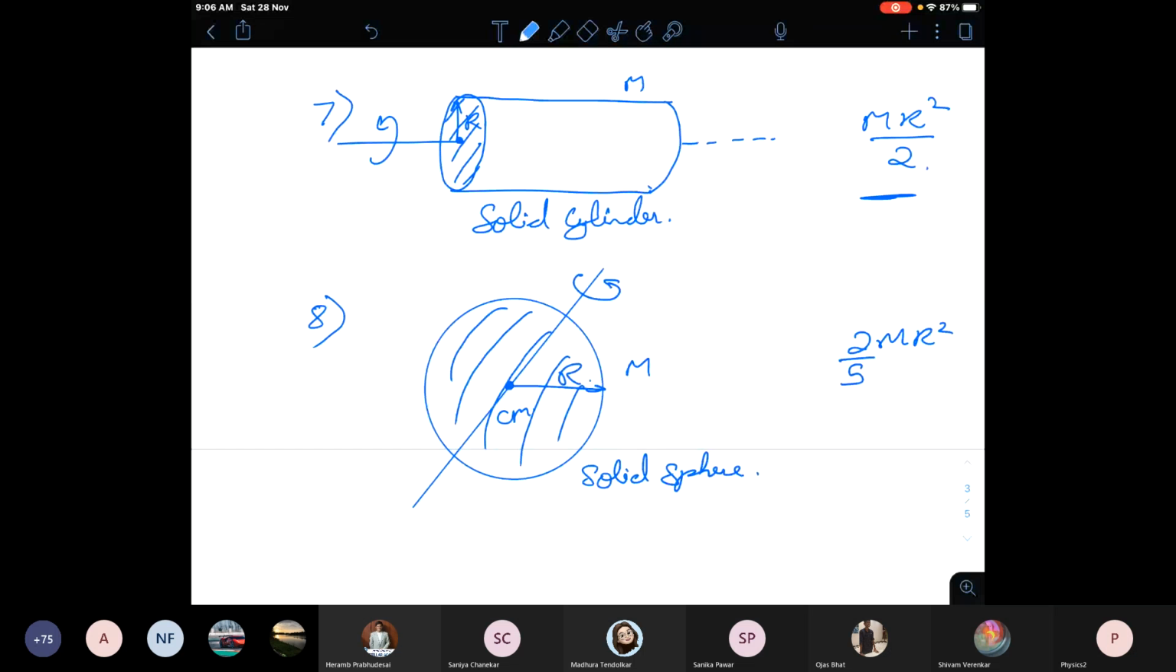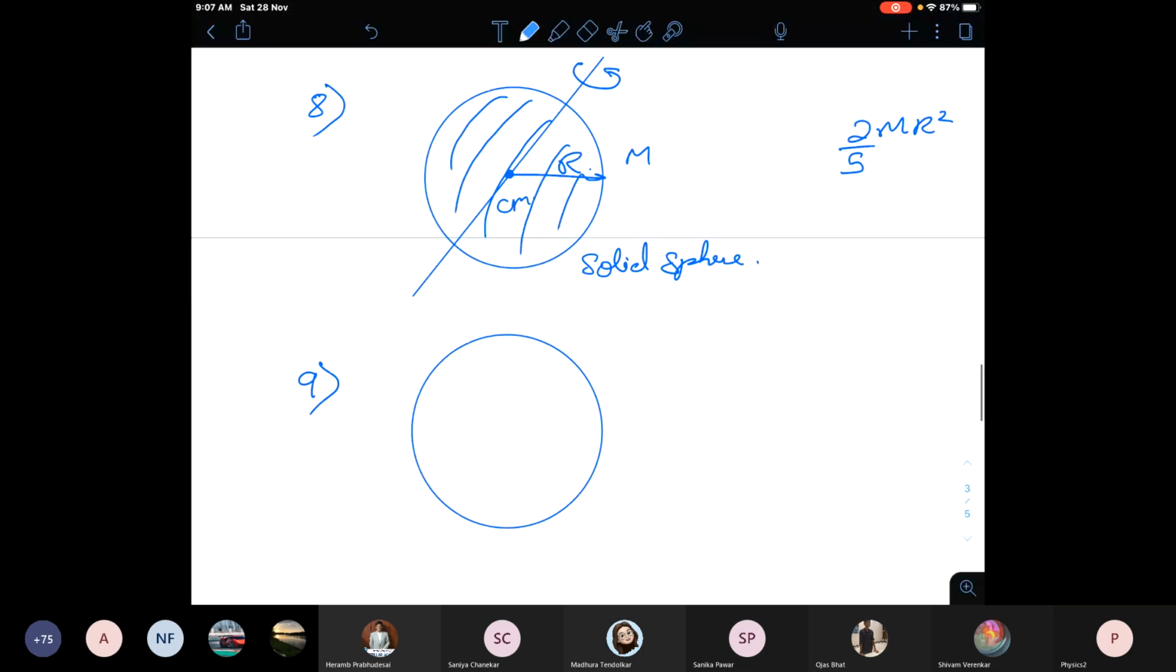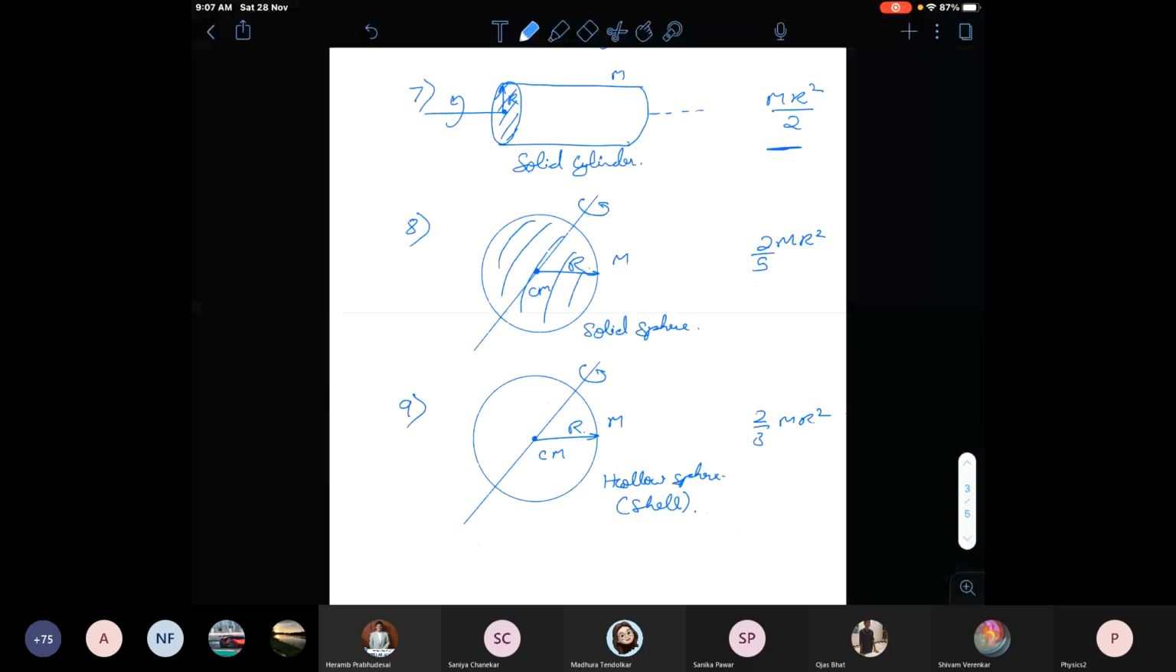This is standard. And if we have a hollow sphere, that is a shell, hollow sphere or a shell, again this is the center of mass. If I draw an axis passing through it and it is rotating about this, mass is m, radius is r. So for a hollow sphere, it will come out to be 2 by 3 mr square.